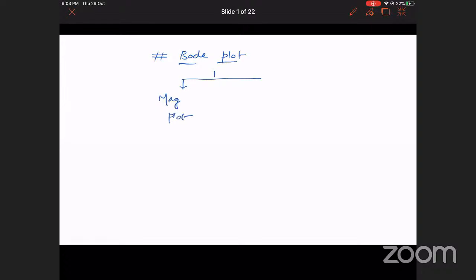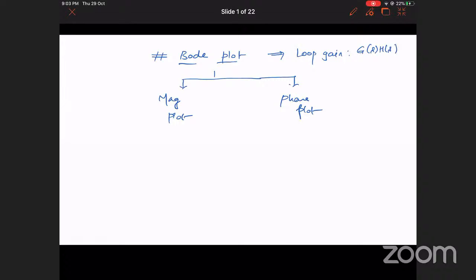Just to be quick in revision, we are going to have a Bode plot which internally consists of two plots: one is called a magnitude plot, the other is called a phase plot. The given data for plotting a Bode plot is always only one thing, that is the loop gain. When I say loop gain, it is always G(s)H(s), right?